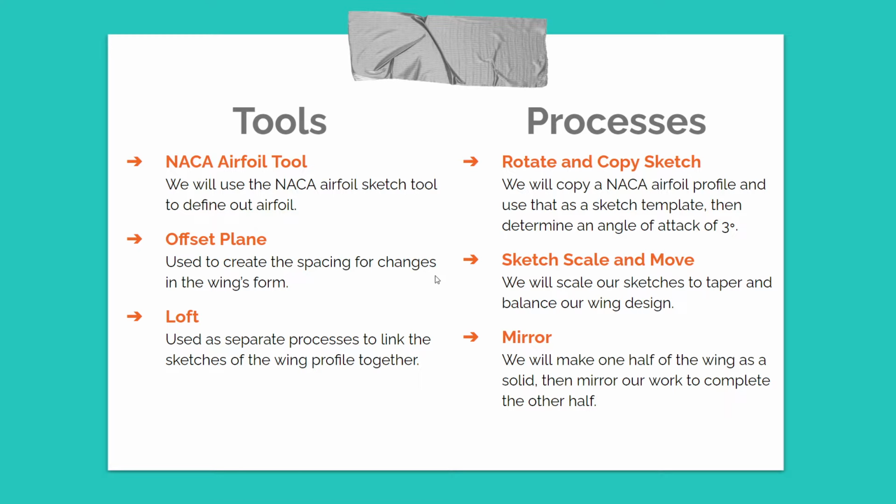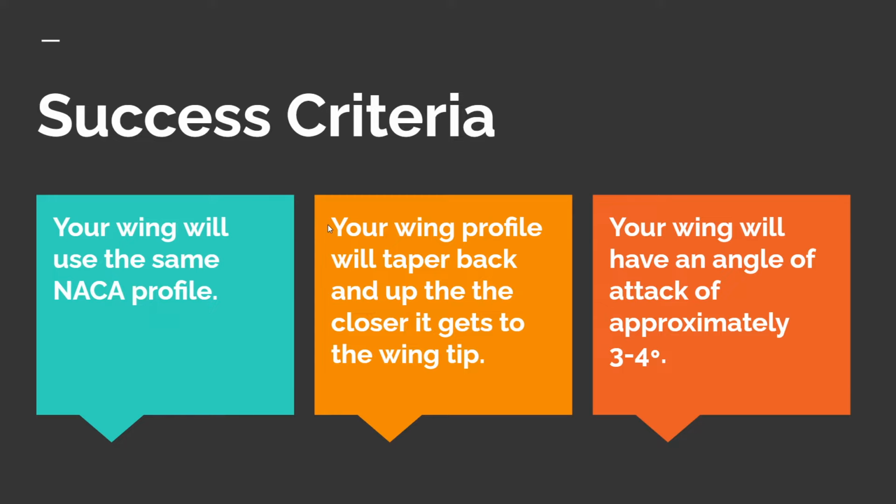So in the success criteria, you'll use the NACA profile as the basis for your wing design. Your wing will taper back and up the closer the wing gets to the wing tip. And your wing will have an angle of attack of approximately 3 to 4 degrees. Okay. This might change depending on your simulations that we'll run in another tutorial.